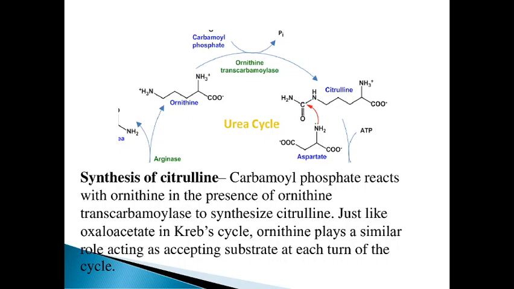In the second step, which also takes place in the mitochondria, that is the synthesis of citrulline. Carbamoyl phosphate reacts with ornithine in the presence of ornithine transcarbamylase to synthesize citrulline. Just like oxaloacetate in Krebs cycle, ornithine plays a similar role, acting as accepting substrate at each turn of the cycle.